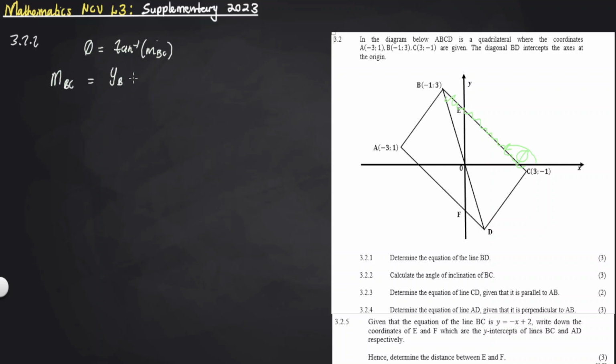So it's going to be yB minus yC over xB minus xC, or you can say y2 minus y1 over x2 minus x1. That's still fine. yB, that's 3, minus what is yC? It's -1. We put it in brackets. xB, that's -1, minus what is xC? That's 3. I don't want to make the mistake we did on the previous calculation.